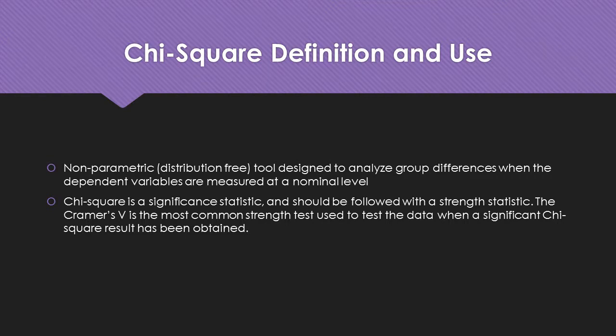Chi-square is a significance statistic and should be followed with a strength statistic when the findings are significant. Cramer's V is the most common strength test used to test the data when a significant chi-square result has been obtained.